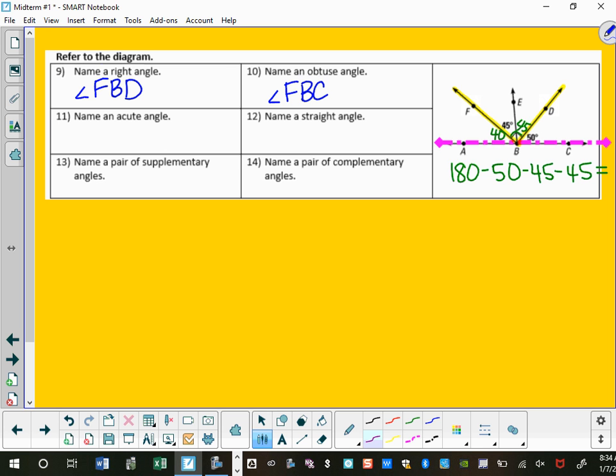Alright, let's name an acute angle. Eli, take this one. DBC. DBC, yep, that works. You guys have different answers for this, and that's okay. Circle 12, 13, 14 for your homework.